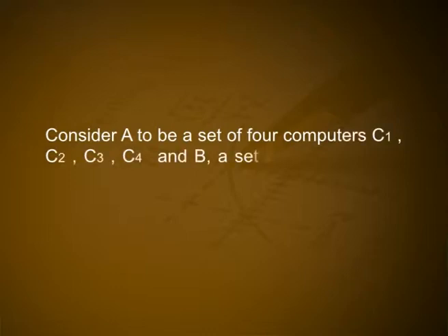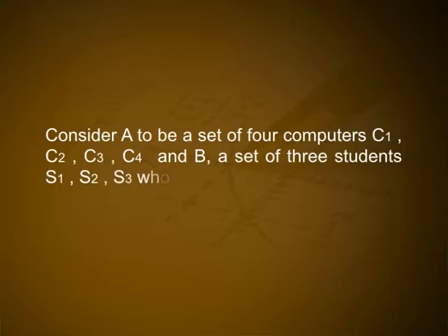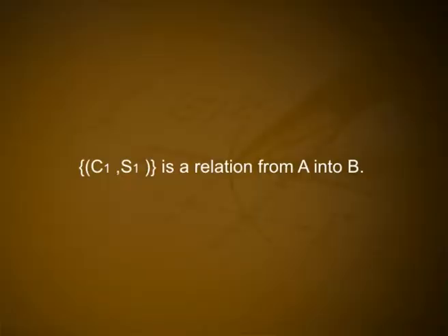As an example, consider A to be a set of 4 computers C1, C2, C3, C4 and B a set of 3 students S1, S2, S3 who may use the computers. If no student is permitted to use any of these computers, then we get the empty set as a subset of A cross B, which makes the empty relation. It is clear that the singleton set containing the ordered pair (C1, S1) is a relation from A into B. If there is no restriction for the students to use the computers, then correspondingly we get the whole of A cross B, which is the universal relation.